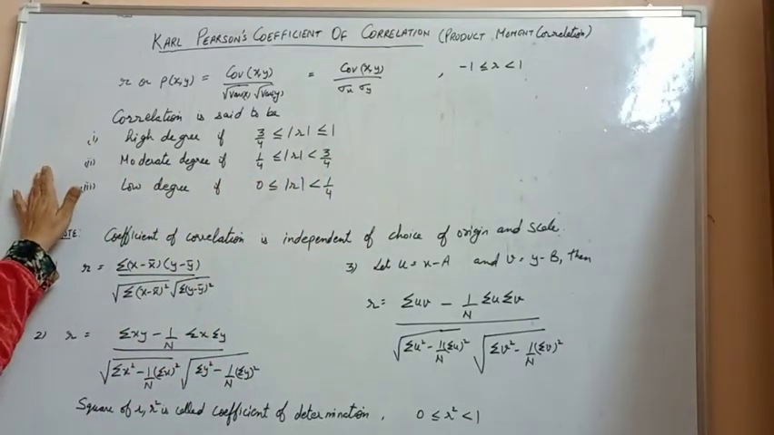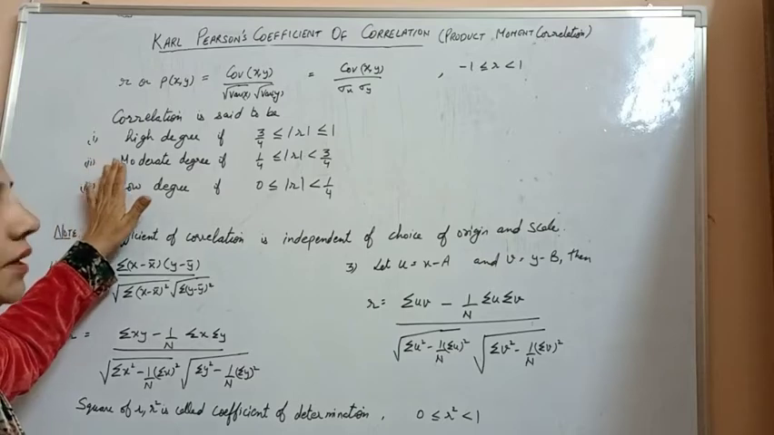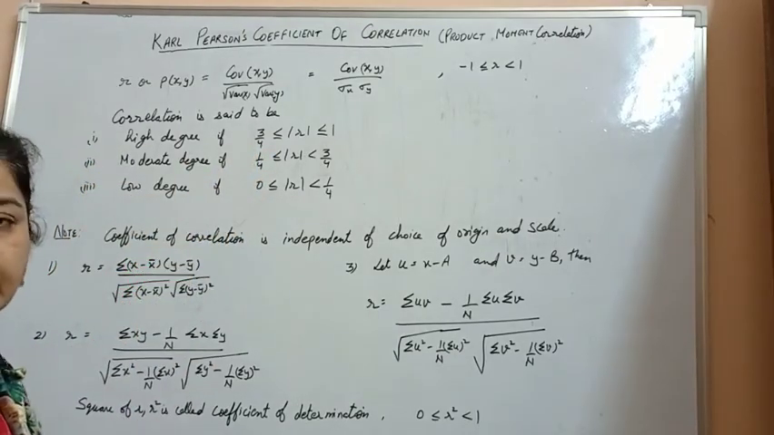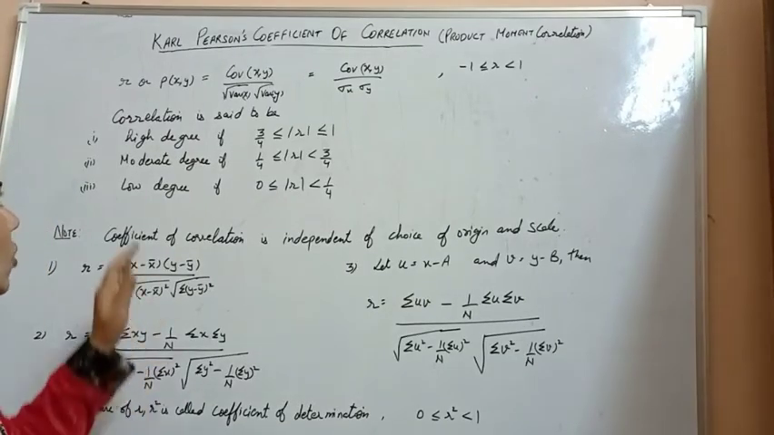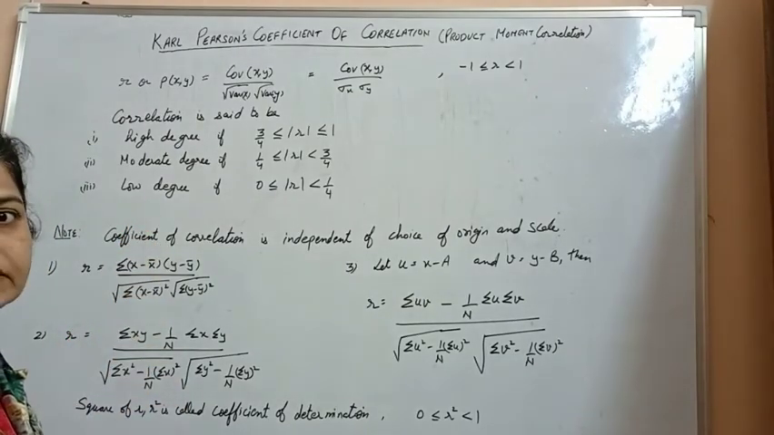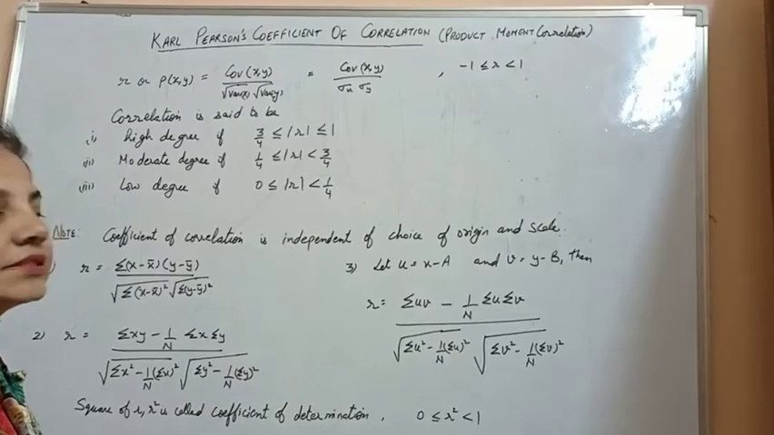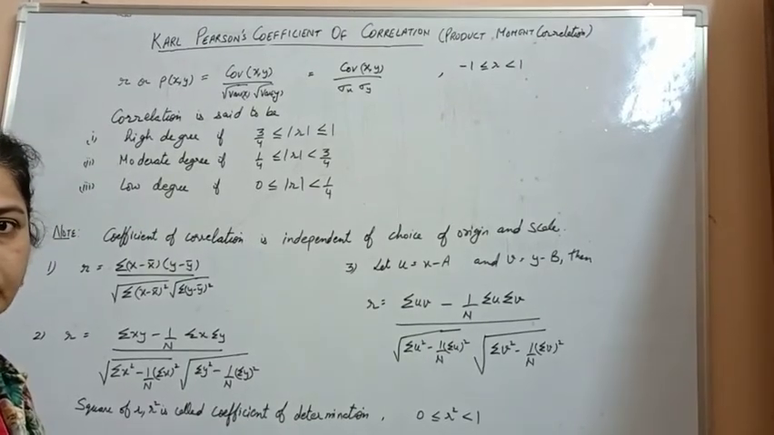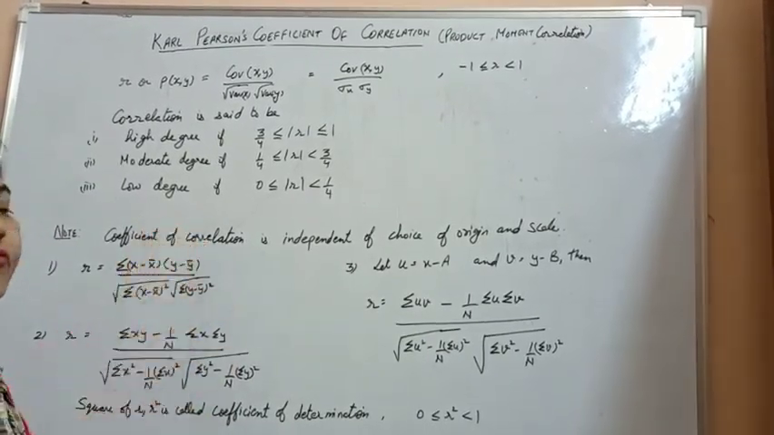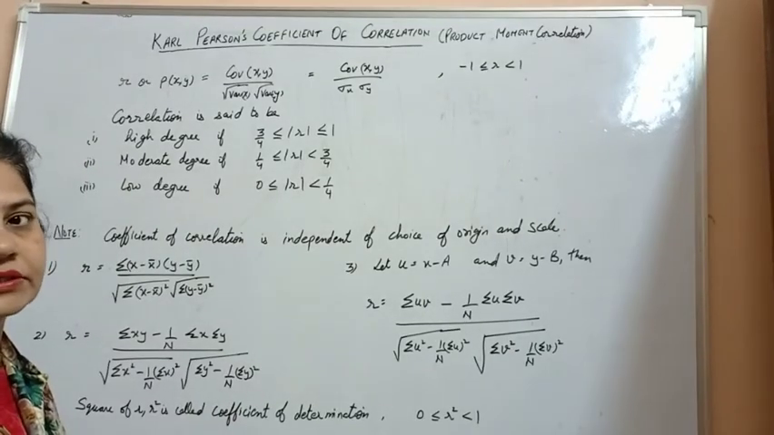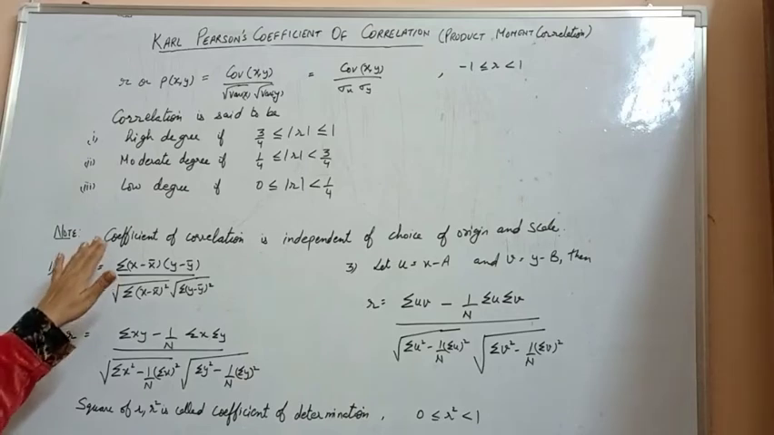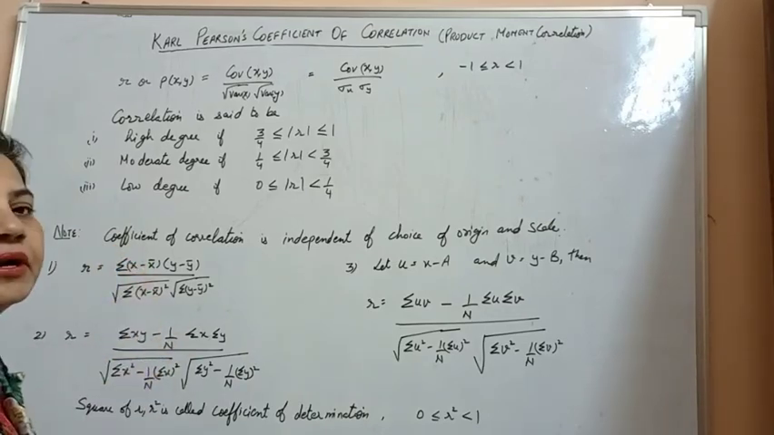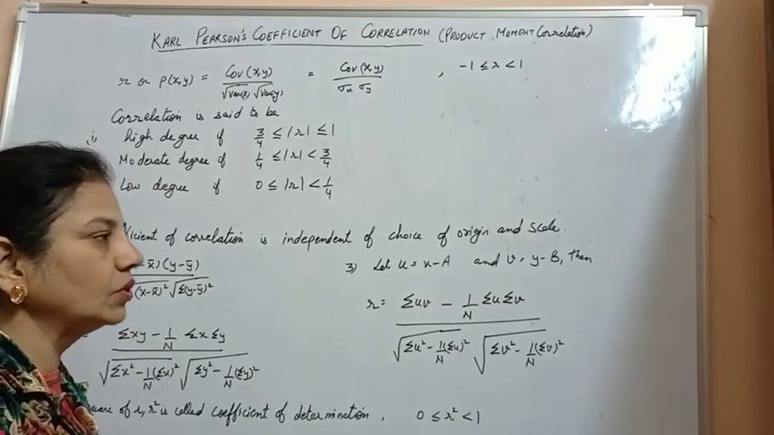Correlation is said to be of high degree if mod r is greater than or equal to 3 by 4 and less than or equal to 1. It has moderate degree if mod r is greater than or equal to 1 by 4 and strictly less than 3 by 4. It has low degree if mod r is greater than or equal to 0 and strictly less than 1 by 4. Now, the important thing is that the coefficient of correlation is independent of the choice of origin and scale.